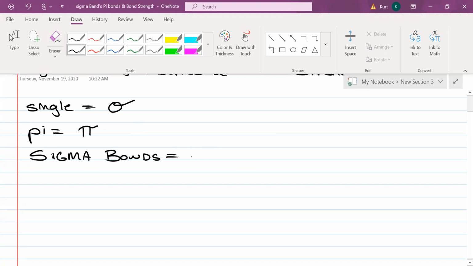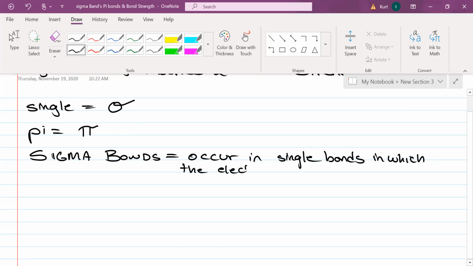Sigma bonds occur in single bonds in which the electron clouds overlap. They overlap each other. Basically, their valence shells overlap.